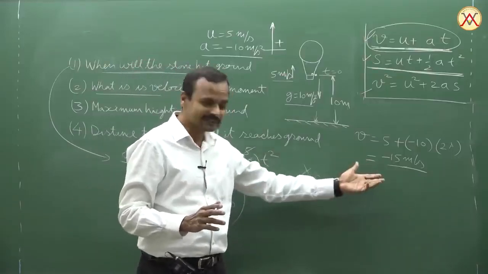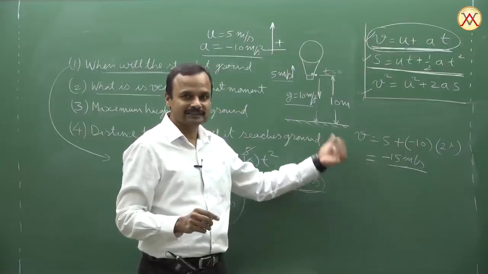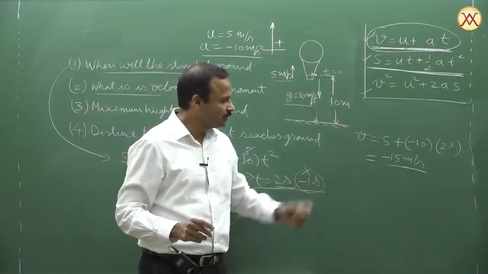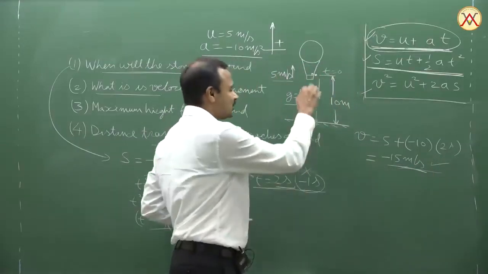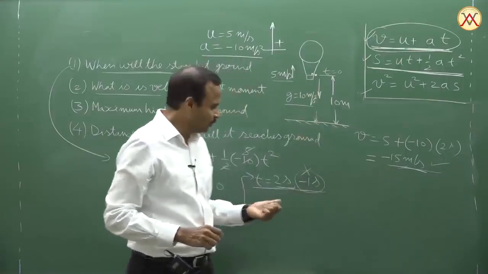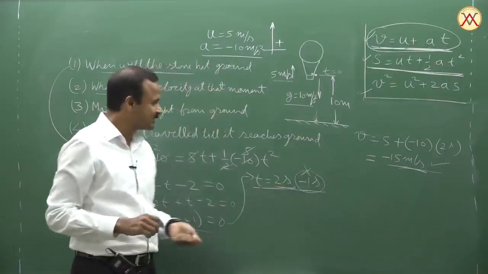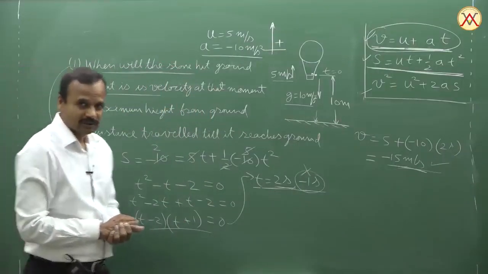If we get a positive sign for velocity in this, then we have to be alarmed. Is it something wrong? So this is all right. Negative sign shows that it is going downwards at 15 meter per second at the moment of impact at t equal to 2 seconds. Third part, maximum height from the ground.